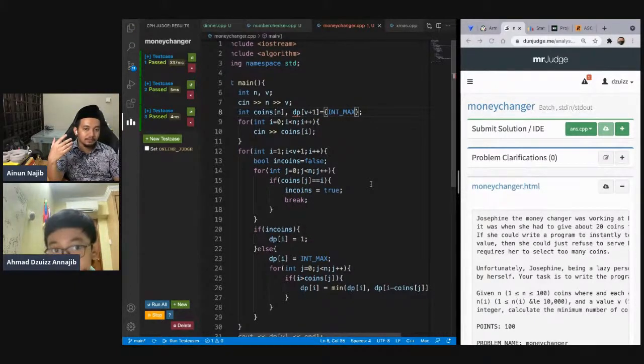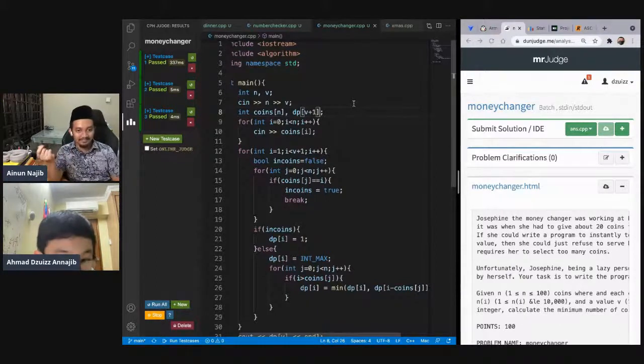No, you cannot do that. No, what is the value of dp0? We are going to use 0. How many coins do you need to make 0? No. dp0, dpX means how many coins you need to make X money, right? So what is dp0? What should you set for 0? Yeah, it's 0.